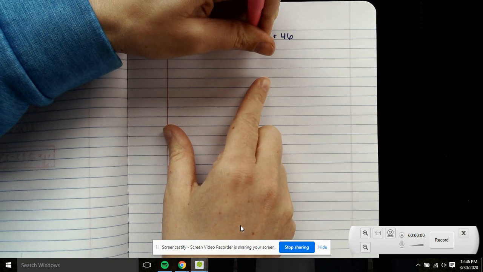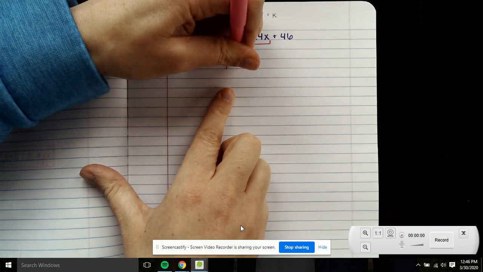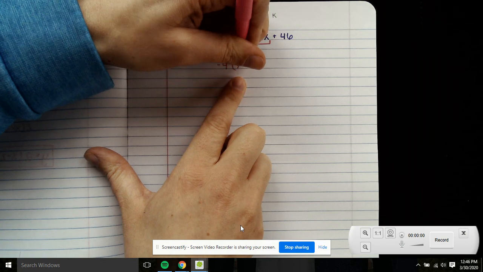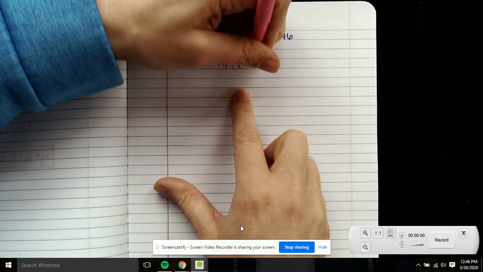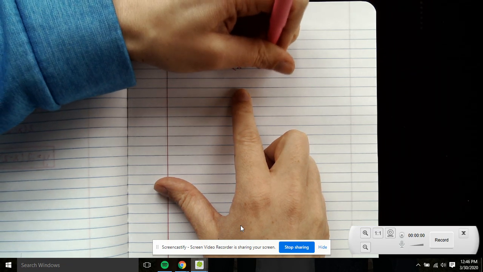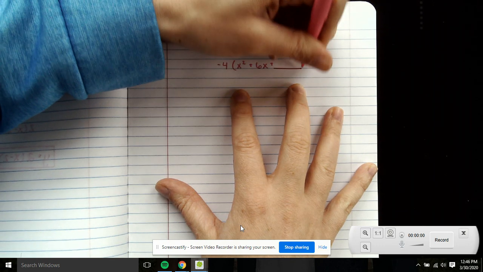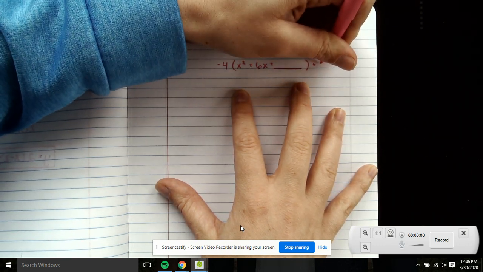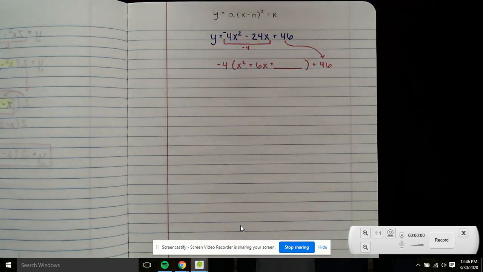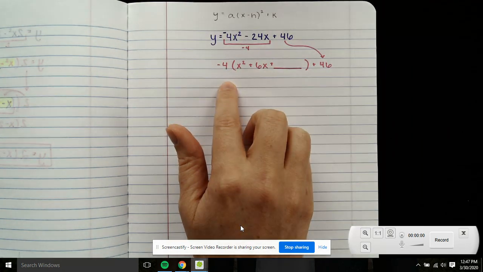If I divide by -4, I want to take the whole thing out. So I'm going to have -4 out in front, and then x squared. -24 divided by -4 is going to be plus 6x. And then I'm going to leave a bunch of space, and this 46 goes off on the end, plus 46. It kind of just travels along for the ride. All right, so I can already see that my a value is going to be -4.